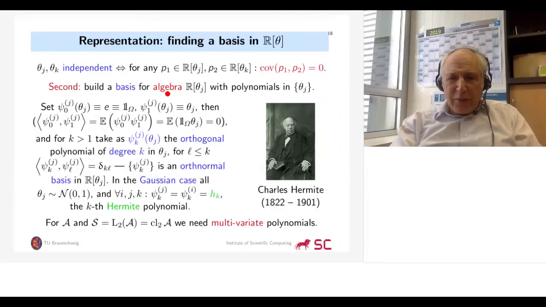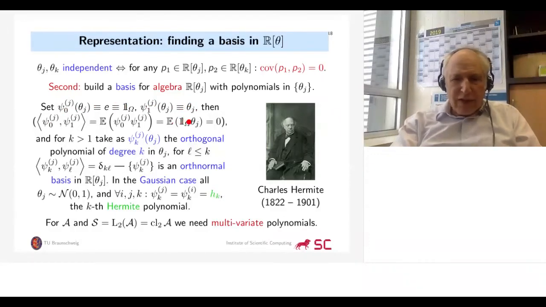So we're going to build a basis for this algebra. This is the set of all polynomials in just this one random variable theta. We want to make them orthogonal to each other. Again, we take the first one to be the constant, the number 1, and the second one, the number 1 times the random variable, is just the random variable itself. So this is constant, this is linear, and they are orthogonal to each other.